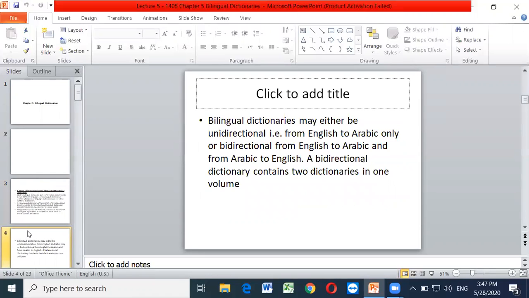Bilingual dictionaries may be either unidirectional, from English to Arabic only, or bidirectional, from English to Arabic and from Arabic to English. A bidirectional dictionary contains two dictionaries in one volume.